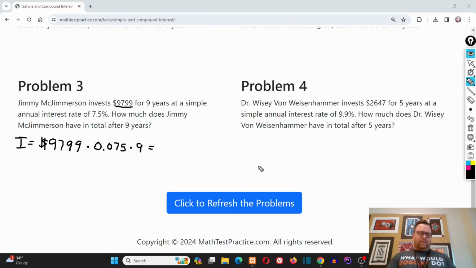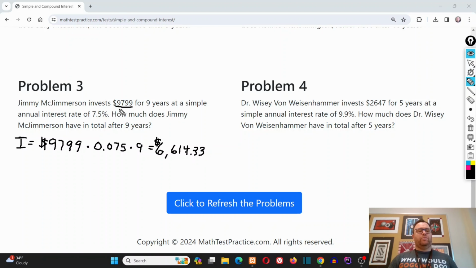And so if we do that out, we get 9799 times 0.075 times 9. That's $6,614.325, so I'm going to put 33 cents. So that's not the total that he has, though.